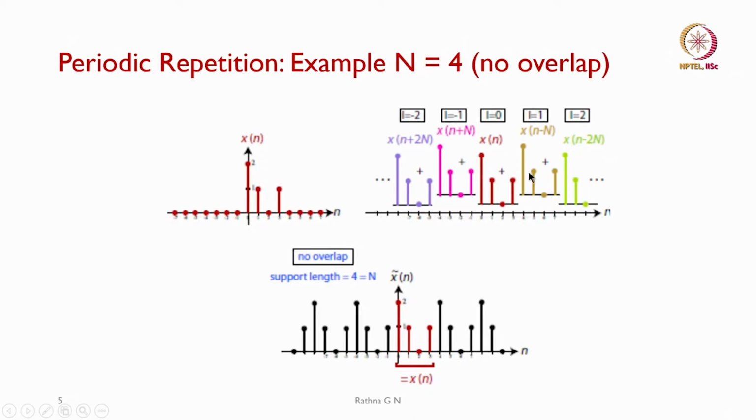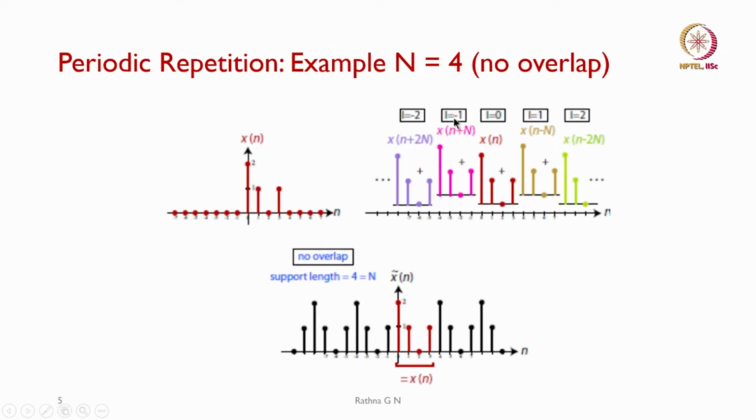at l is equal to 0? We know that we have 4 samples here. Then this is our x of n. Then at l is equal to 1, it is going to be x of n minus N, that is we are repeating the 4 samples. Same thing at l is equal to 2, we will be repeating x of n minus 2N, and so on. And then what happens on the negative side of it?